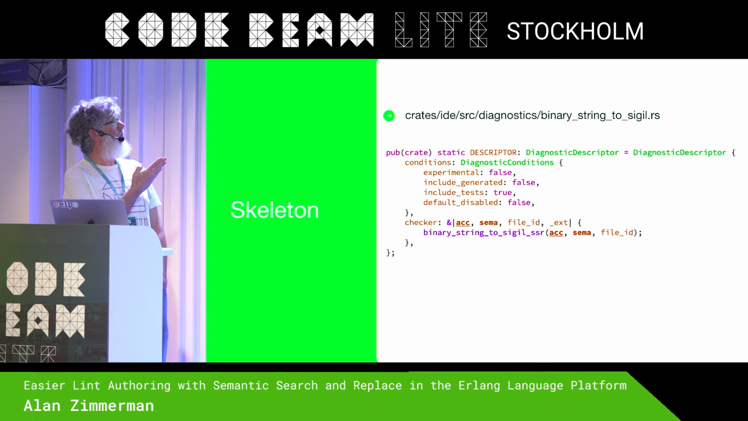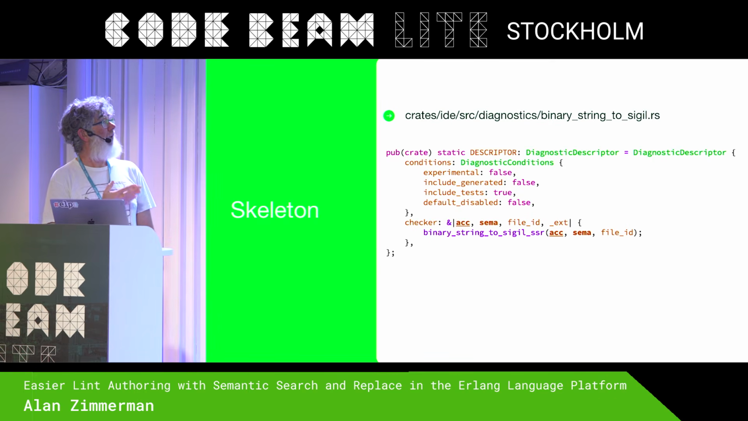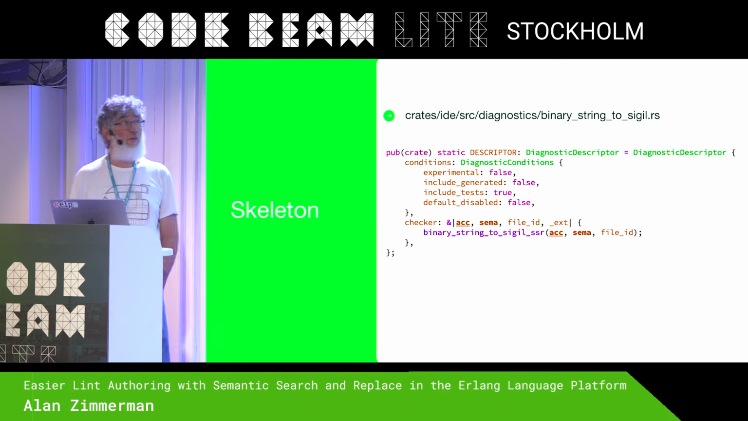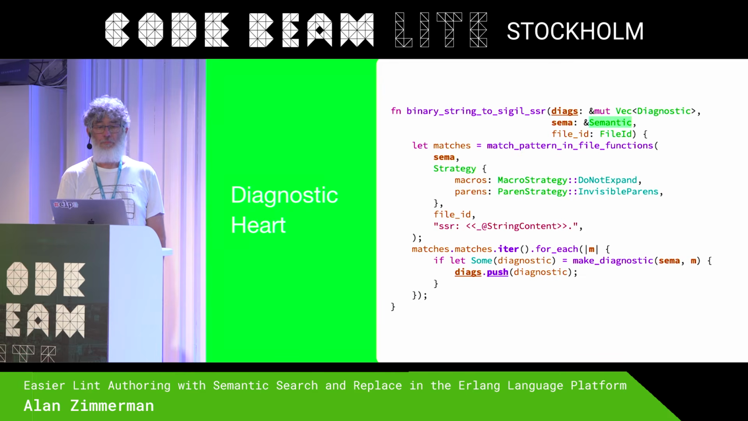And then you tell it a function to call, which takes a bunch of arguments: the list of diagnostics, a handle to the semantic analysis, and the file and the extension of the file so that you know what you're working with. So that kind of sets the stage. Once you've done all of the boilerplate, that thing's going to be called for every file that changes to check if this particular problem exists in it.